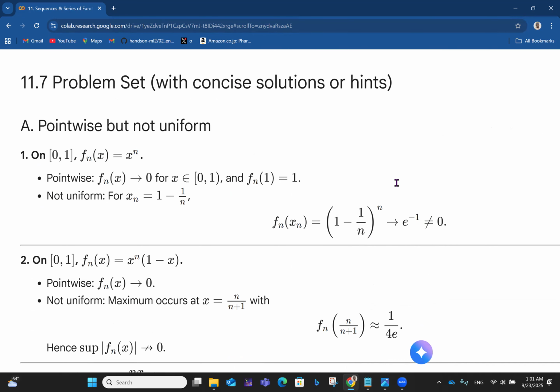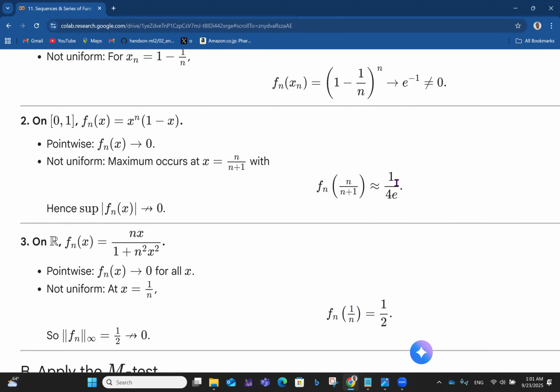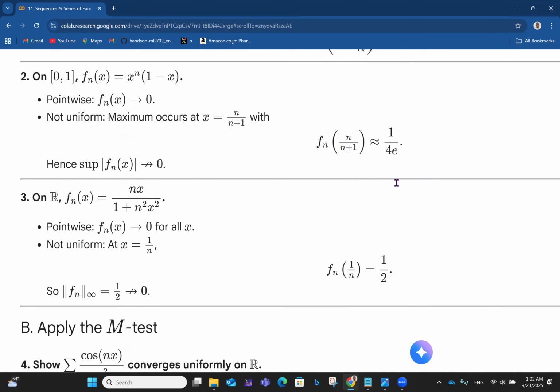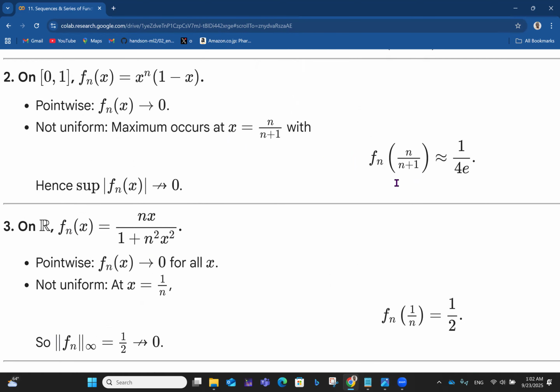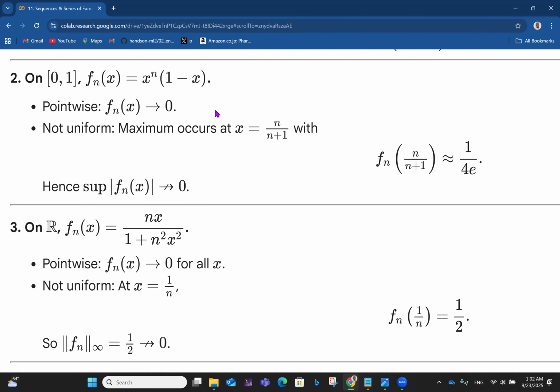It is not uniform because e raised by minus 1 is not 0. Then we now have, on the closed interval 0 to 1, fn of x equals x raised by n into 1 minus x. So pointwise, fn of x approaches 0. If you look at this expression, as n increases, for a fixed value of x, does this really approach 0?